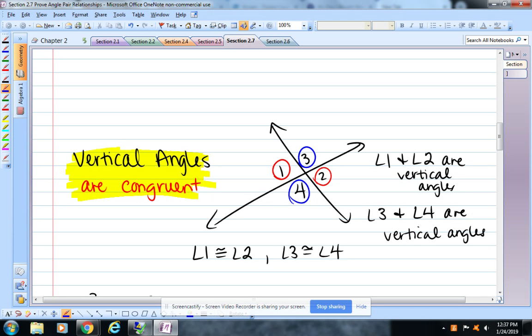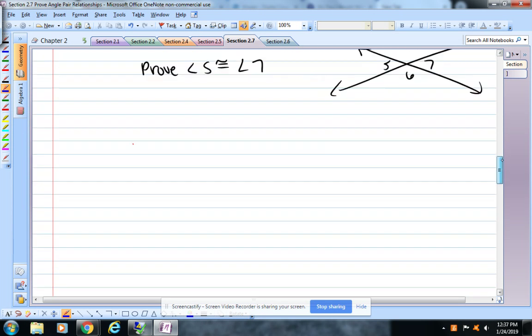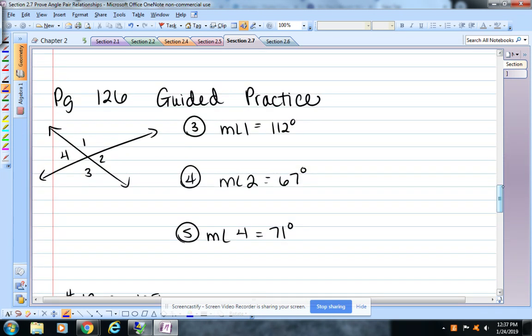So, if angle 1 and angle 2 are vertical angles, then they're congruent to each other, and 3 and 4 are also congruent to each other. We can use that to help prove things and solve things and to find measures of angles. So, here's some practice on finding the measures of some angles. It says the measure of angle 1 is 112 degrees. So I'm just going to label that right there. And if you look, angle 3 is a vertical angle to angle 1. So we know the measure of angle 3 is also 112 degrees.